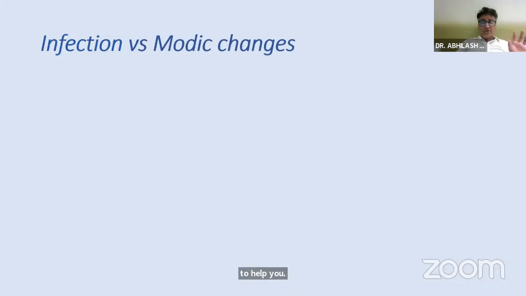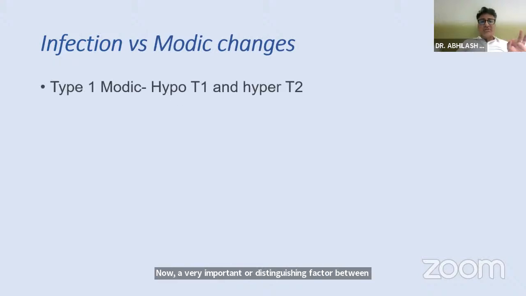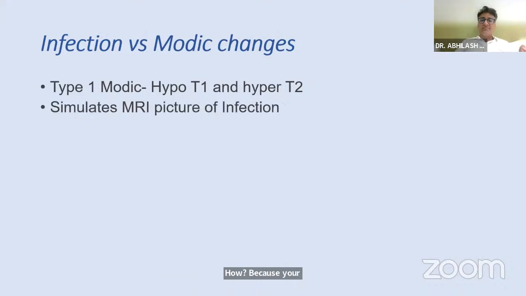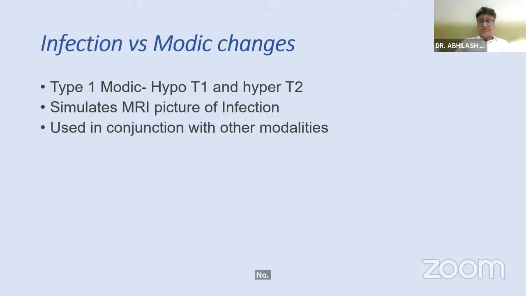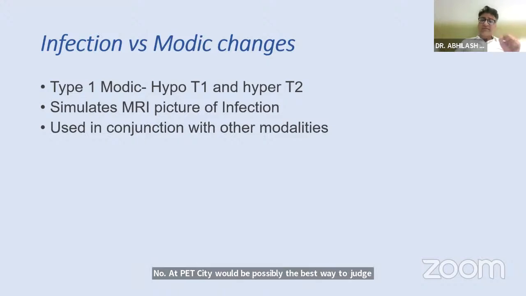Now, a very important distinguishing factor between infection and degeneration. As you all know, type 1 modic changes mimic infection. How? Because they are hypointense on T1 and hyperintense on T2. It simulates the MRI picture of early infection. Now, a PET-CT would be possibly the best way to judge whether you're dealing with infection or modic change, but not as standalone. It is always in conjunction with your clinical examination, your basic WBC, ESR, CRP, and an MRI.